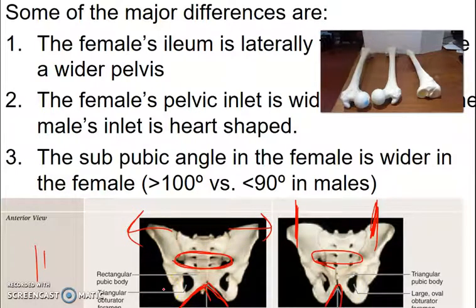And those are the main differences. And it's all actually because of the sacrum. That sacrum is wider than that sacrum. So in lab, we'll look at both the male and female pelvis, and I'll show you the models that are perfect.